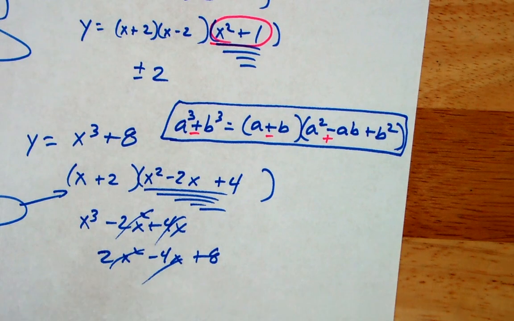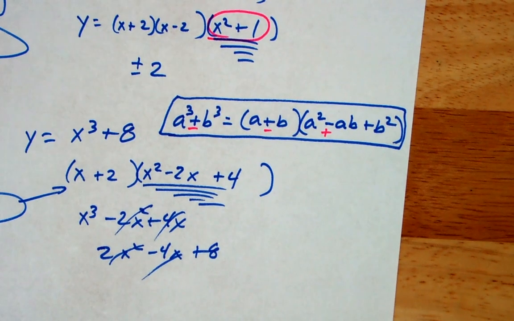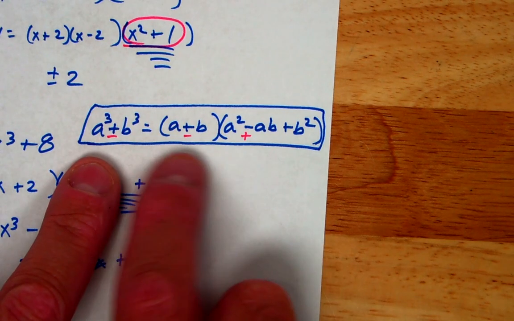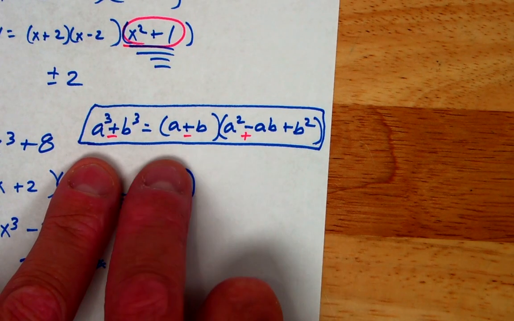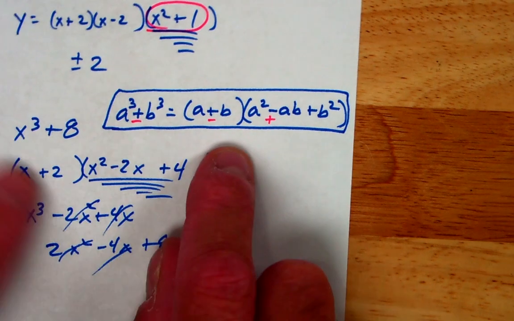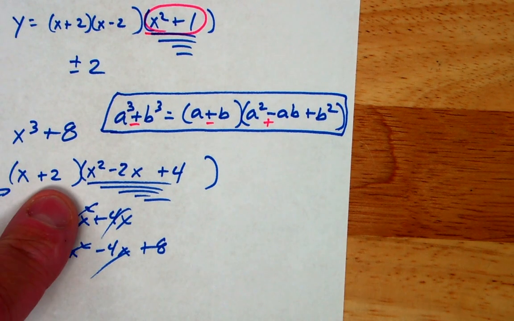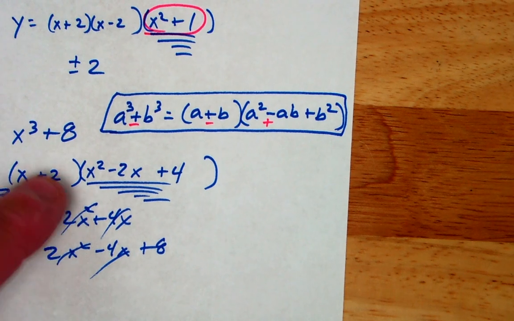Okay, got it written down? Okay, here's the deal. I think A and B are pretty easy to find. Don't you think? Like here, x to the third, the cube root of that was x. 8, the cube root of that was 2, right? So now all you got to do is this.